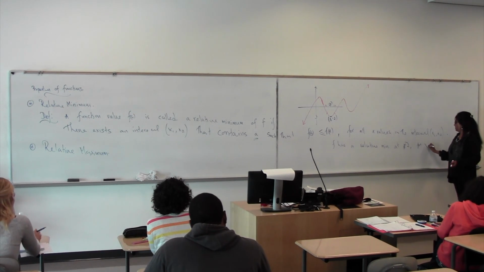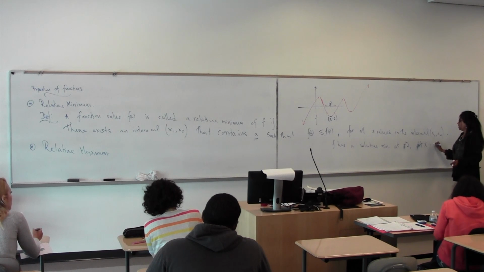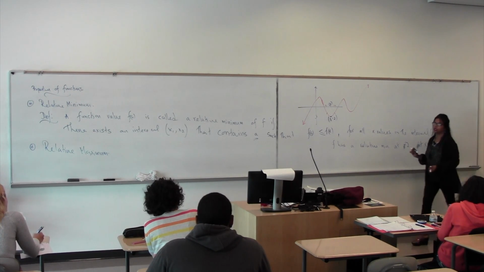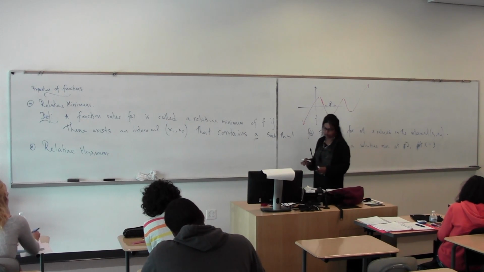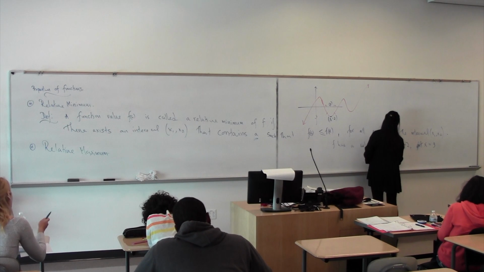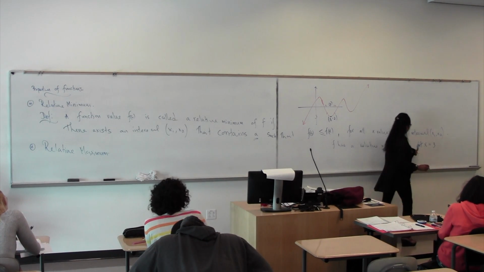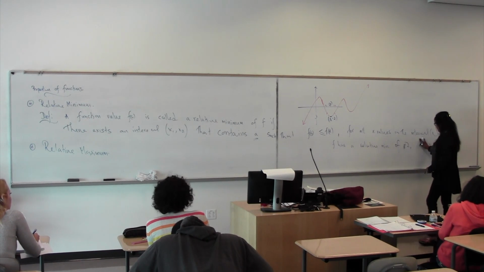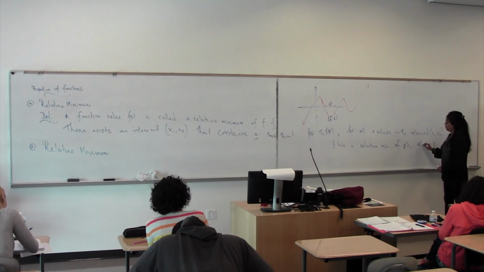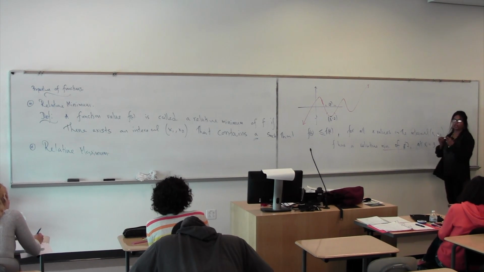For x equal to 3. At x equal to 3, F has a relative minimum of, I'm sorry, we have to say of negative 2 at x equal to 3. So you guys need to underline this. This is how we talked about relative minimum.